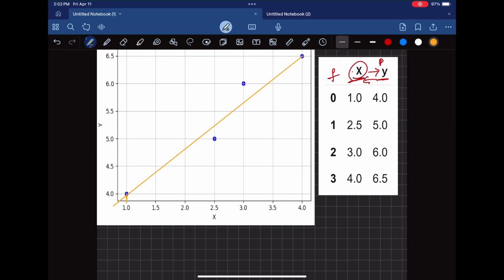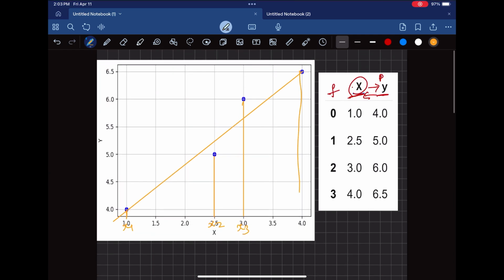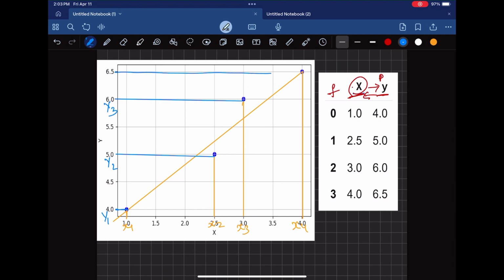So let me explain what the errors are. This is x1, this is x2, x3, and x4. You can see the values 1, 2.5, 3, and 4. And we have the y's. These are the y's. Let me draw with the blue ones. This is y1, this is y2, this is y3, and this is y4.